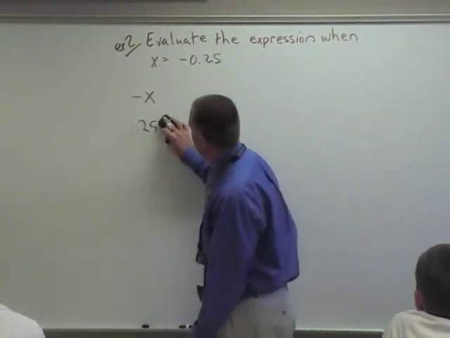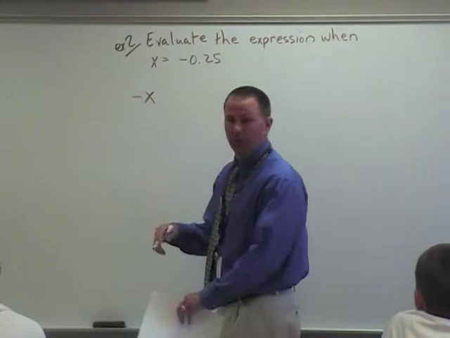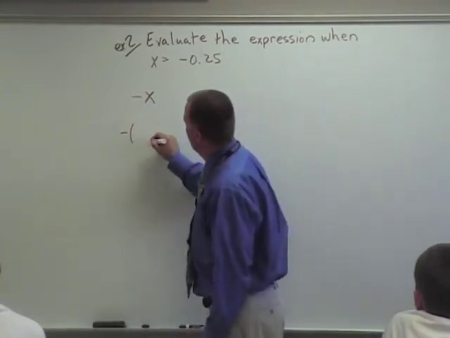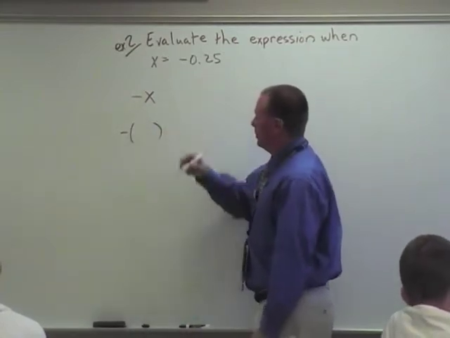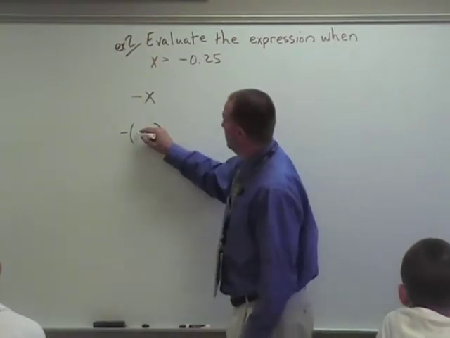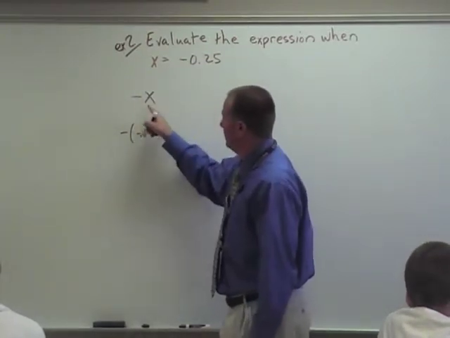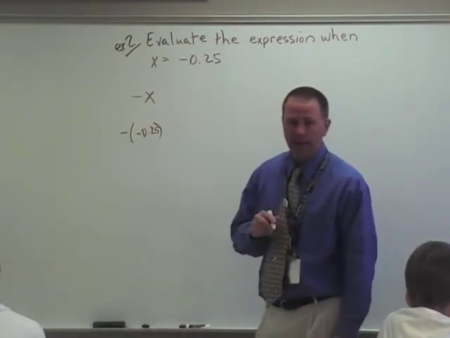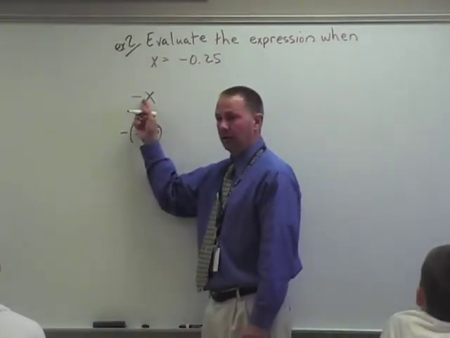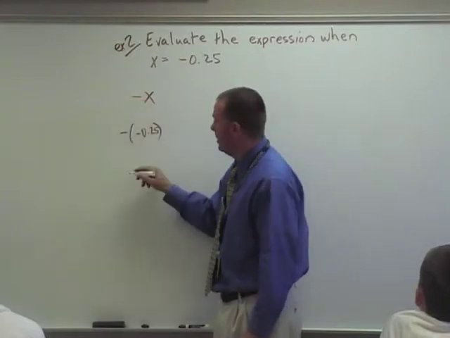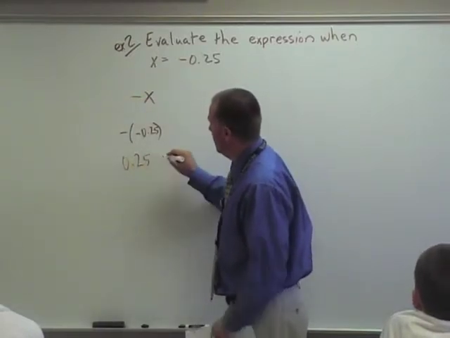Now, how you should have written it down if you weren't sure, or for future reference, is whenever you're substituting, you put parentheses around what you're substituting. So x is negative 0.25. And that negative is not really attached to the x, except on the 1 that's in front of it. Okay? So that's why it's a positive 0.25.